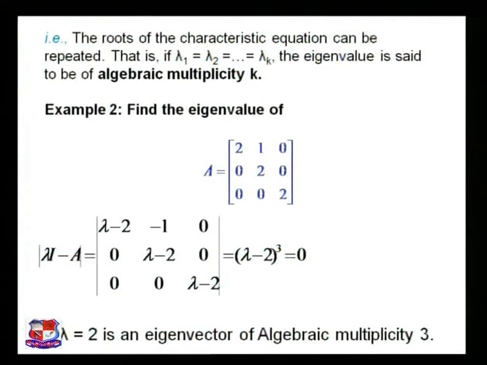So that is lambda minus 2 whole cube equal to 0, which is the characteristic equation for the given matrix. By solving this we get lambda equal to 2, but here lambda minus 2 whole cube is equal to 0. That means lambda equal to 2 is repeated 3 times, so we can say that lambda equal to 2 is an eigenvalue of algebraic multiplicity 3. Here there is a printing mistake: the word eigenvector is printed, but it should be eigenvalue of algebraic multiplicity 3. Okay, so this is the idea of algebraic multiplicity.